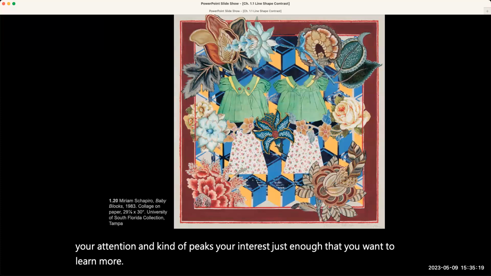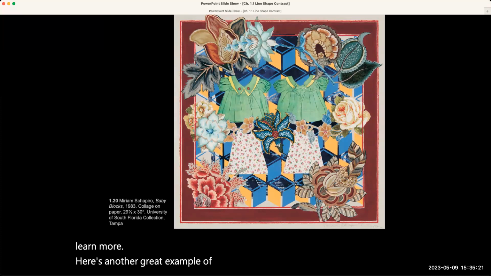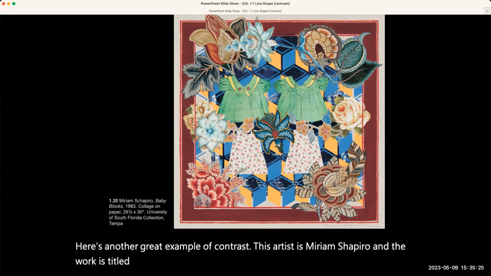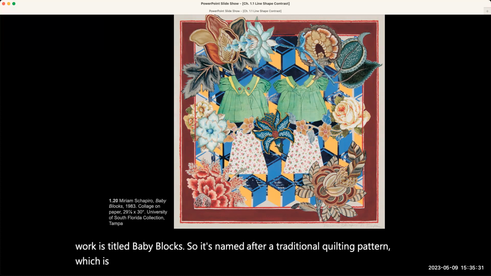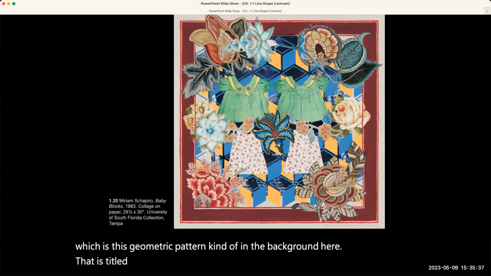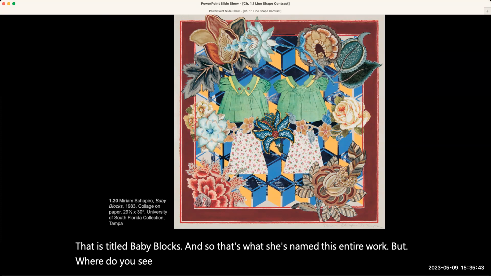Here's another great example of contrast. This artist is Miriam Shapiro, and the work is titled Baby Blocks. It's named after a traditional quilting pattern, which is this geometric pattern in the background here. That is titled Baby Blocks, and that's what she's named this entire work. But where do you see contrast here?